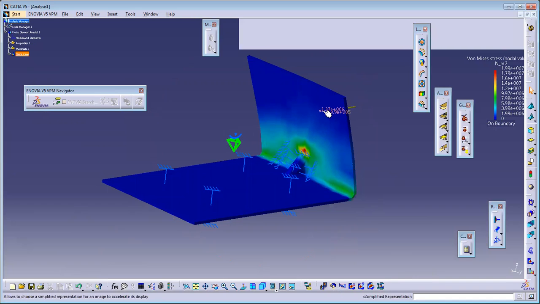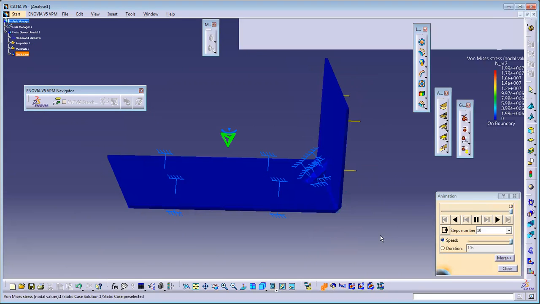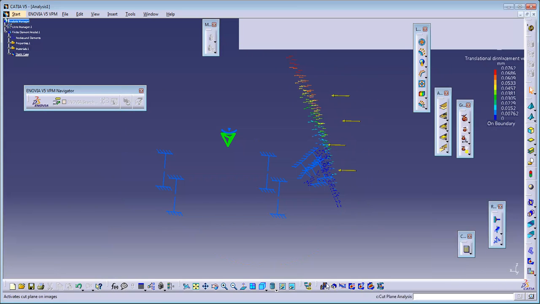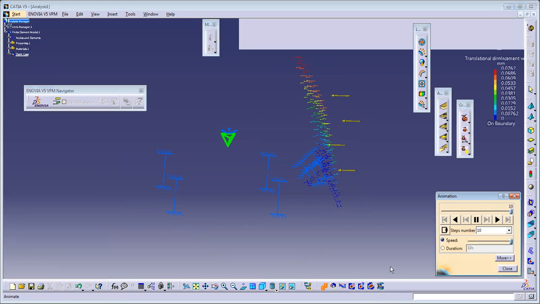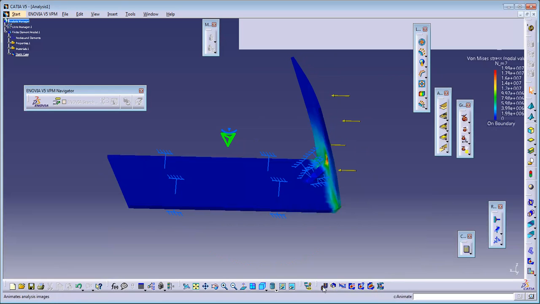Okay, and if you want to watch it in a video, just see this. You can see how, when we apply the force, what effects we get on it. In case of this translational displacement, I'm just minimizing the speed so that you can see it more clearly.